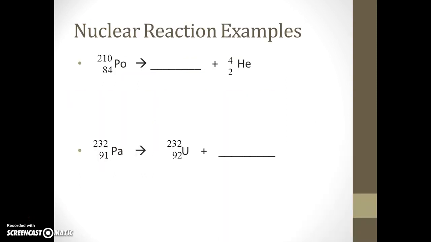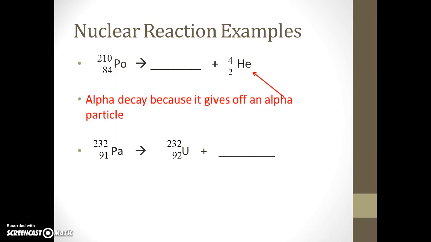So when we look at our nuclear reaction examples, this is what you're going to see. You're going to see an element, and you're going to see that it's undergoing some type of nuclear decay, and you have to either figure out what type of decay it went through or what it turns into. So here we can identify what type of decay it is based on the particle. Over here at the arrow, you can see that it is a helium nucleus, and we know that a helium nucleus is an alpha particle, so we can label it as alpha decay.